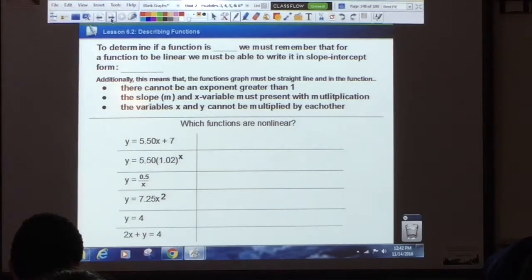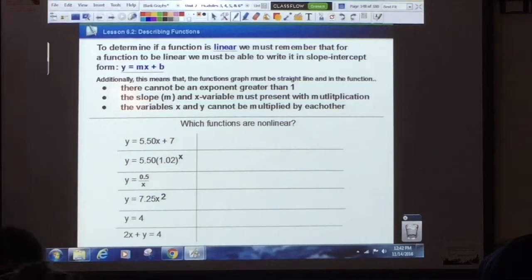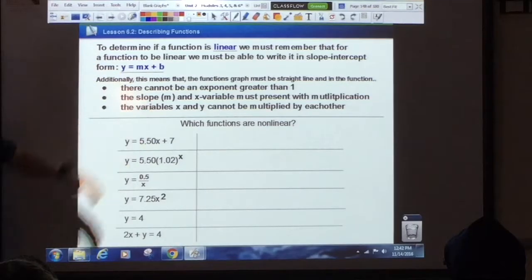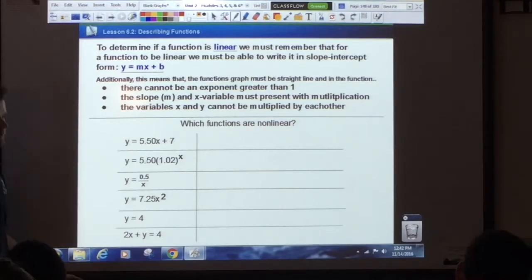Also, you have to be able to write it in slope-intercept form. As long as it passes those two things, it's linear. So to determine if any function is linear, we must be able to write it in slope-intercept form. It cannot have an exponent greater than 1. X and y variables cannot be multiplied by each other. Also, if there is any division involved, you cannot have the x on the bottom of the division.